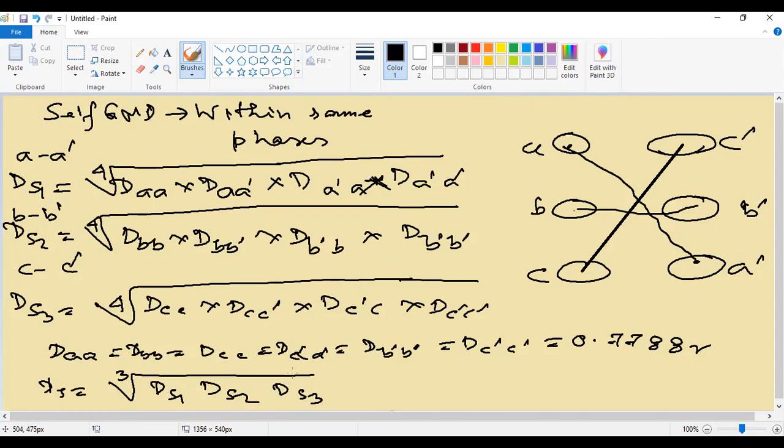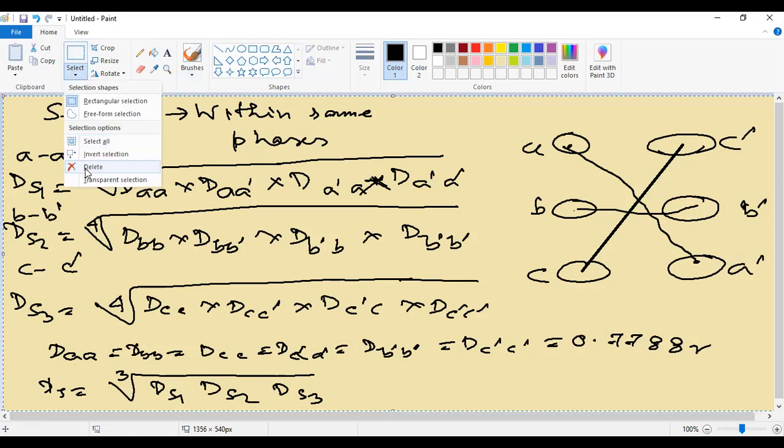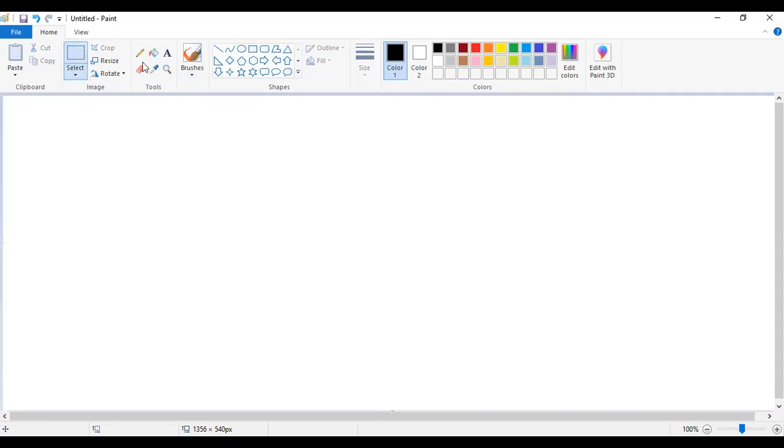Yes, sir. Okay. Now, the next part is your mutual GMD. How to calculate the mutual GMD? That is very, very important. When we talk about the mutual GMD, you have to remember that it will be between different phases. It will not be in the same phases. So first, I should erase this thing.